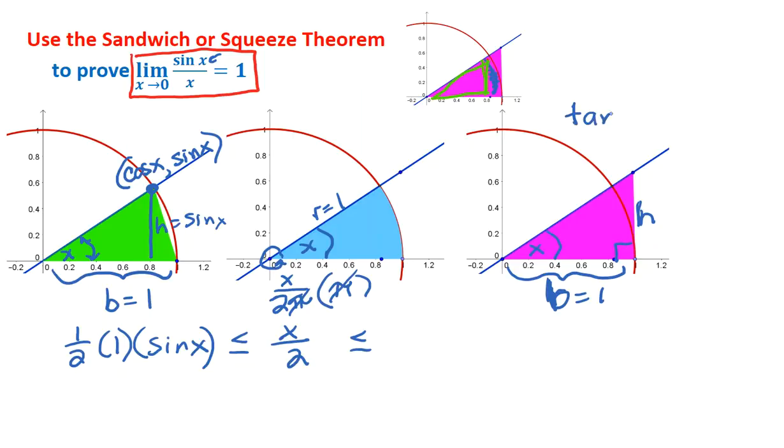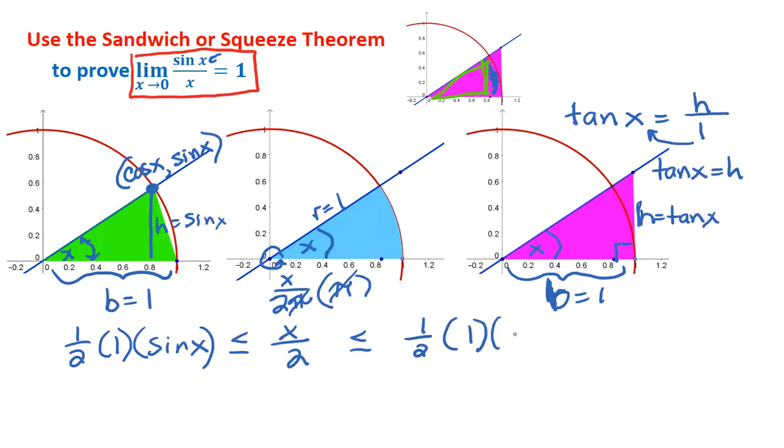So the tangent of angle x is equal to the vertical leg over the adjacent leg 1, which is why we like the unit circle. So we know if we multiplied by 1 that tangent x is another name for h. So now we know the height of our triangle can be written as tangent of x. So our pink area is another triangle, 1/2, the base is 1, and the height is tangent of x.